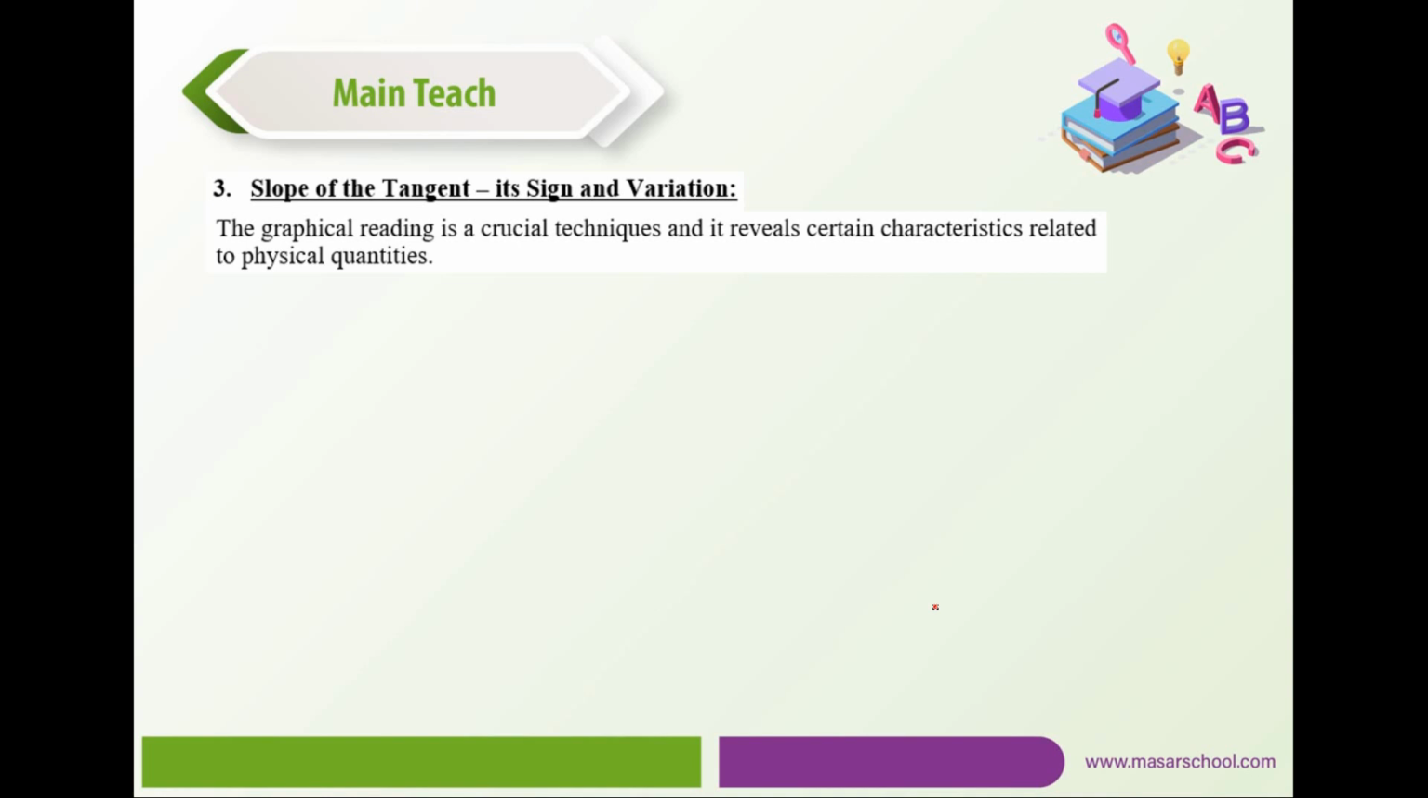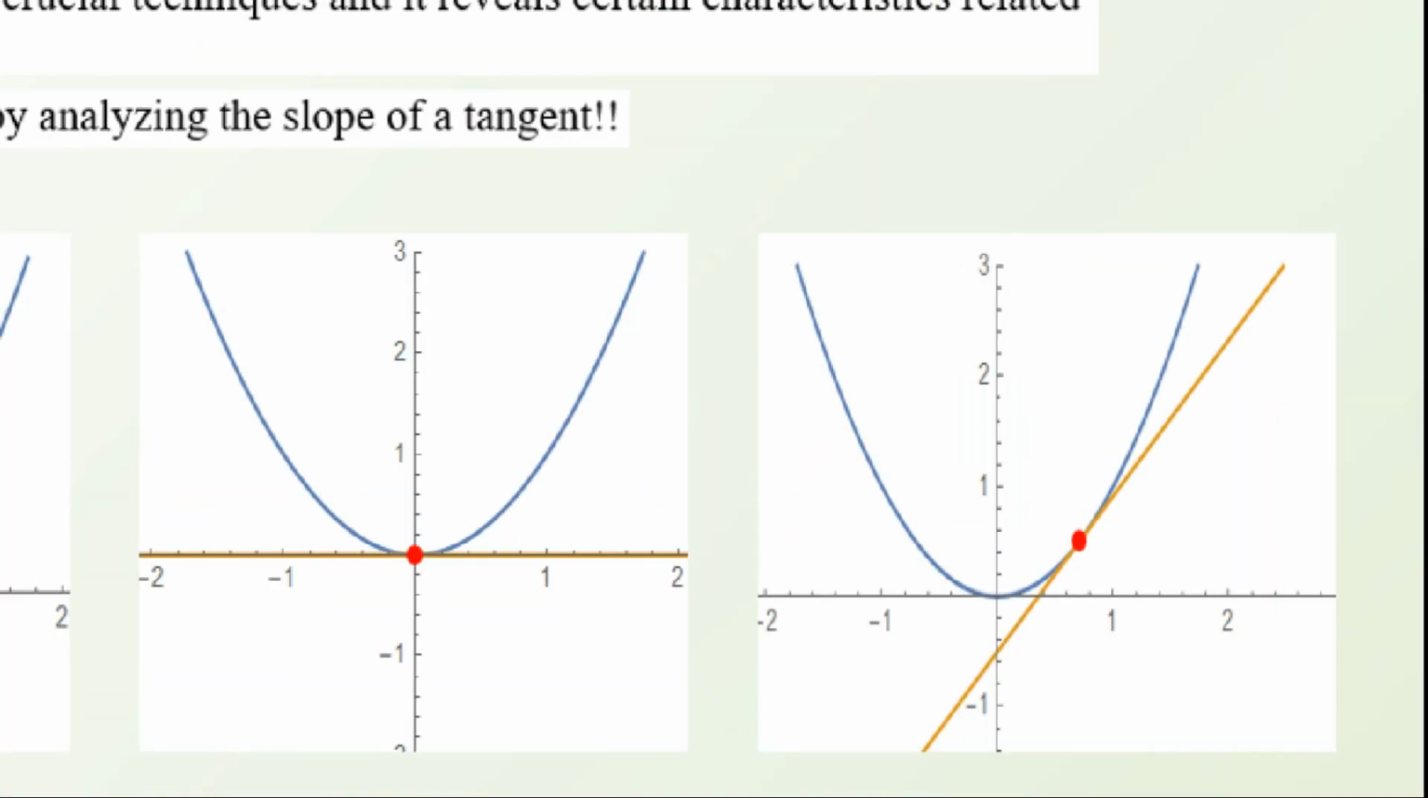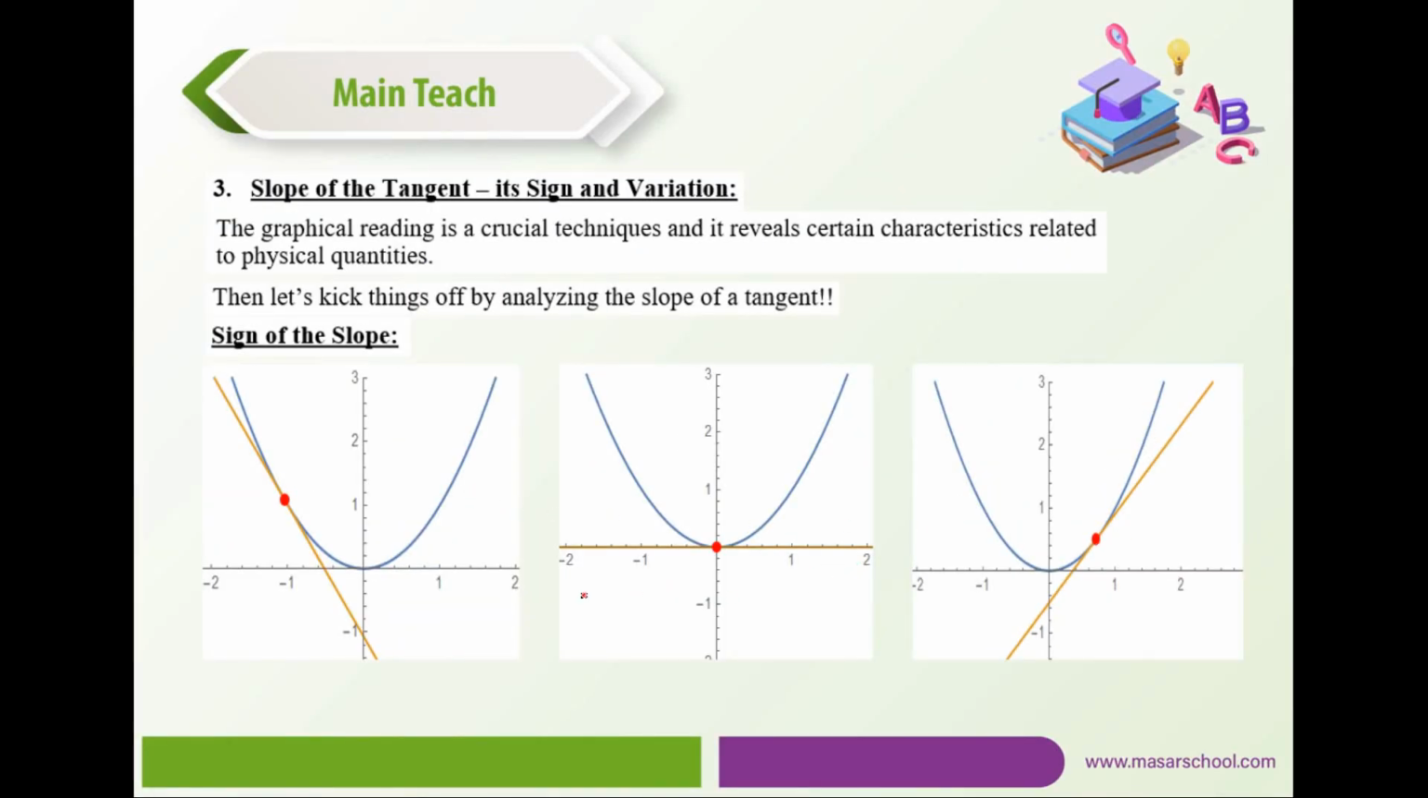The graphical reading is a crucial technique and it reveals certain characteristics related to physical quantities. Then let's kick things off by analyzing the slope of a tangent. Let's start with the sign of the slope. Now here we have the same function, and we have three different tangents. This is a tangent at this point, this is a tangent at this point, and this is a tangent at this point. We need to identify the slope, or the sign of the slope.